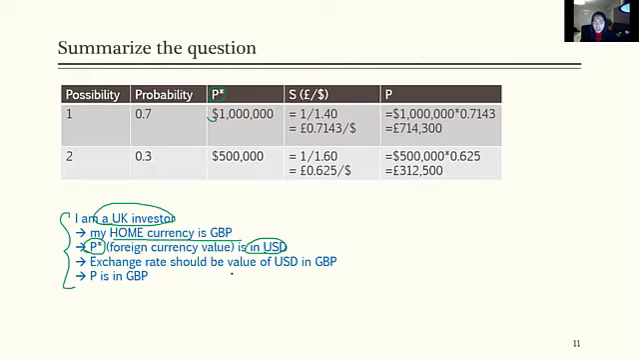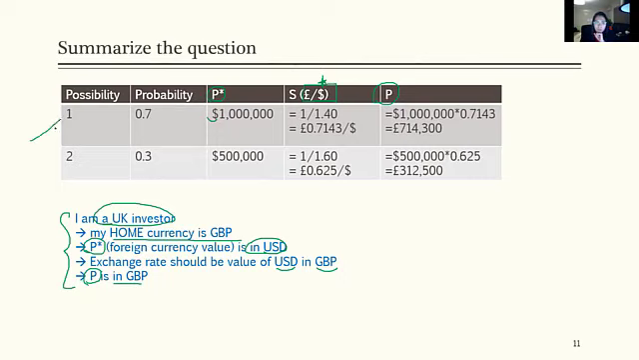Now, the exchange rate should be the direct quote from the investor's point of view. So in this case, it should be the value of the USD in the pounds. So in this case, I'm valuing the foreign currency in the domestic currency. P is the value of my asset in the domestic currency. So in this case, it should be in the pounds.